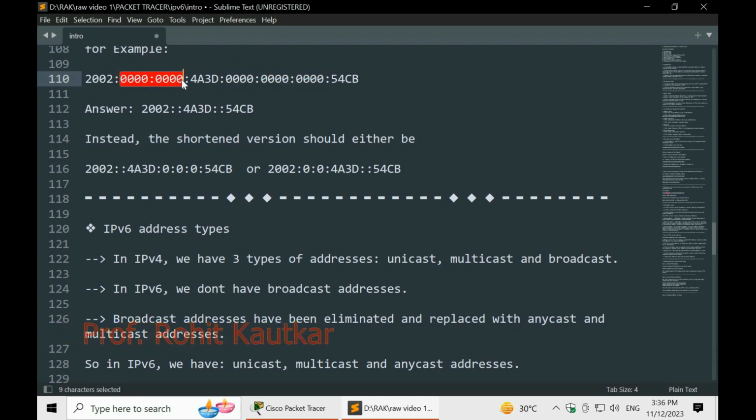So if you shorten this first one, the remaining zeros you may write like this 0 0 0, and if you try to replace this with the colons, then you may write 2 zeros here to represent these 2 groups. Like this we may shorten the IPv6 address.